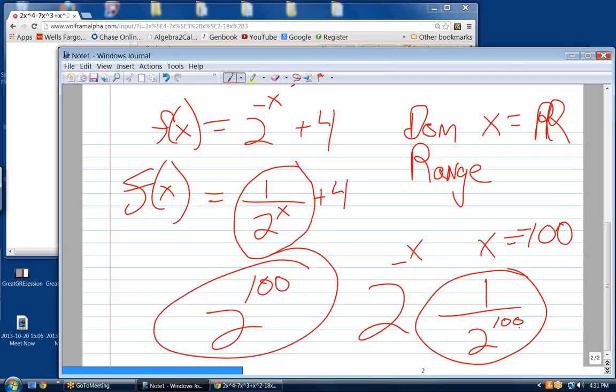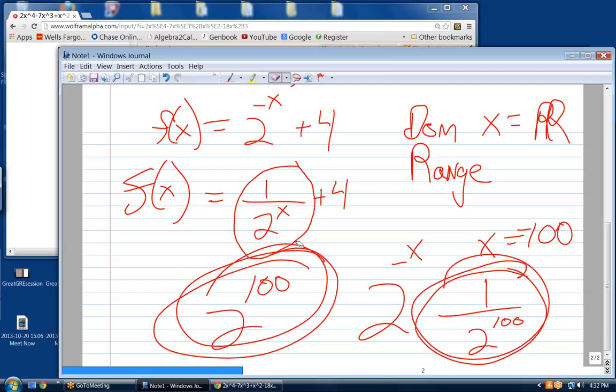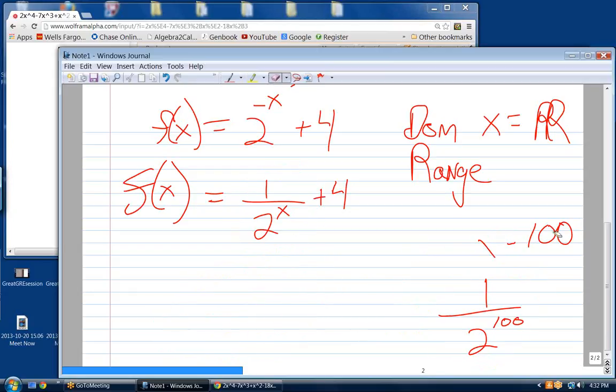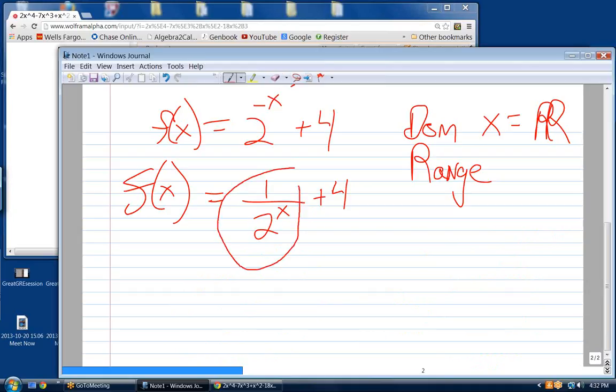So when x is big, this thing is small. When x is negative, this thing is big. So there's no way this thing ever becomes negative. And that's an important realization, because if this part can never be negative, then what is the smallest value that f of x can ever take on? 4.